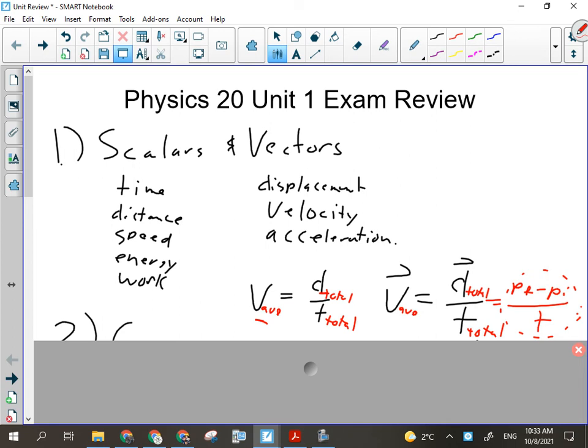All right, so where is that going to be on your unit exam? Well, I'm not going to waste a 5-mark written response question on v equals d over t. You're past that. I'm not going to do that. However, there could be some simple v equals d over t calculations in a multiple choice question.